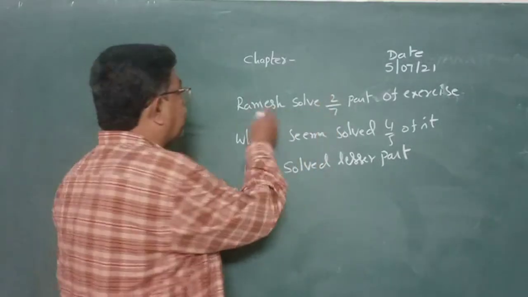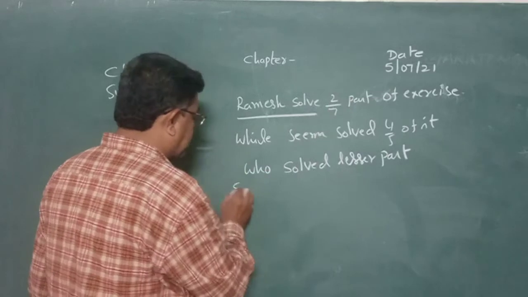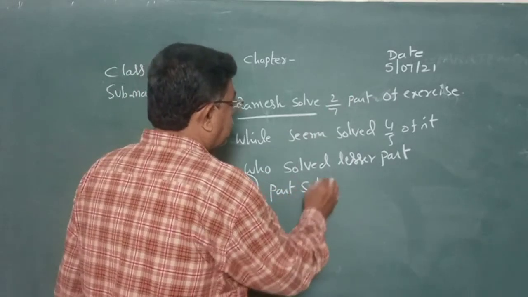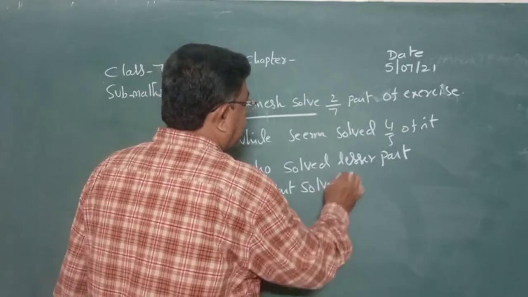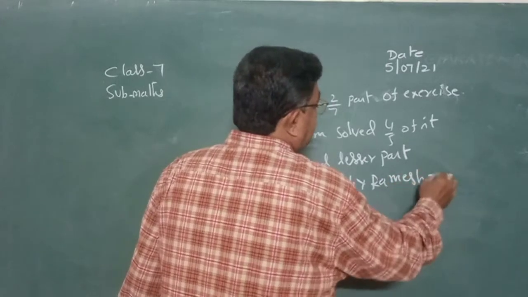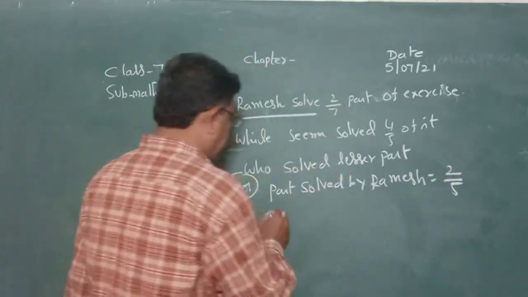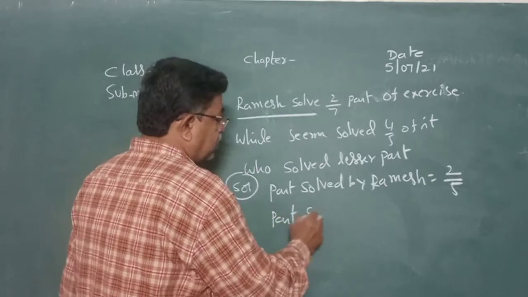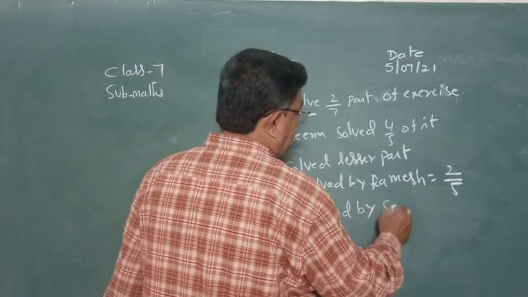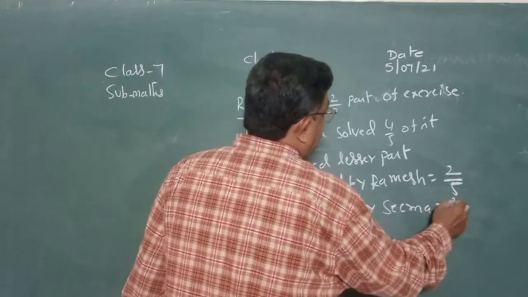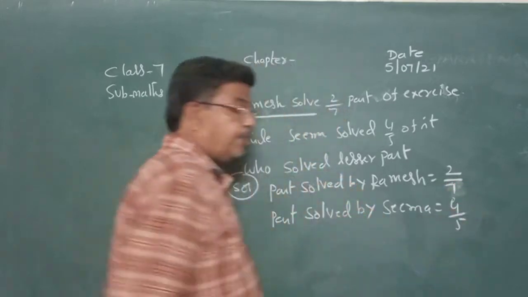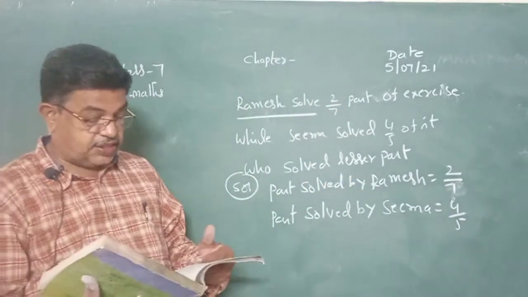So what is the part completed by Ramesh? 2 by 7. I write that as the first step. Part solved by Ramesh is equal to 2 by 7. Part solved by Seema is equal to 4 by 5. So how to compare this?